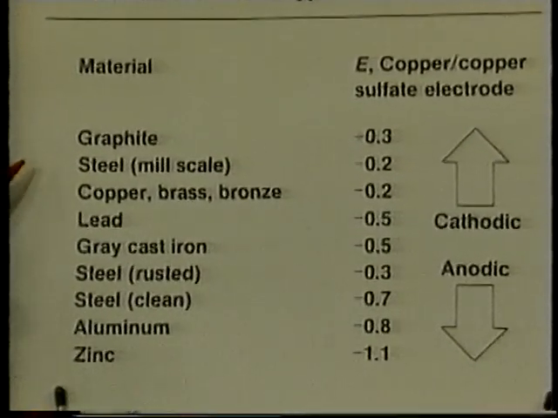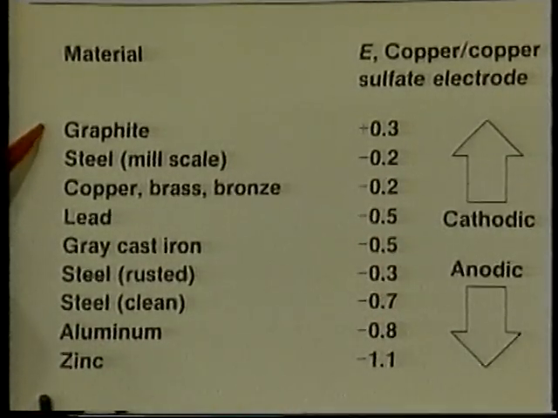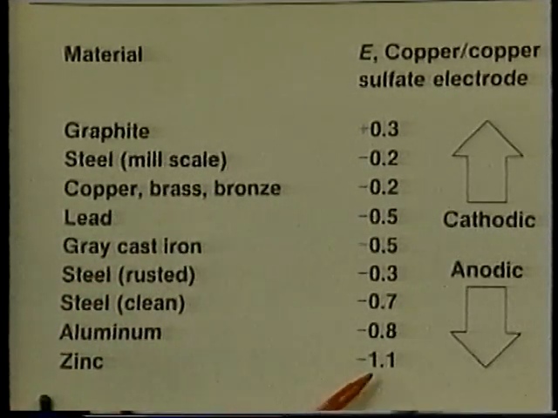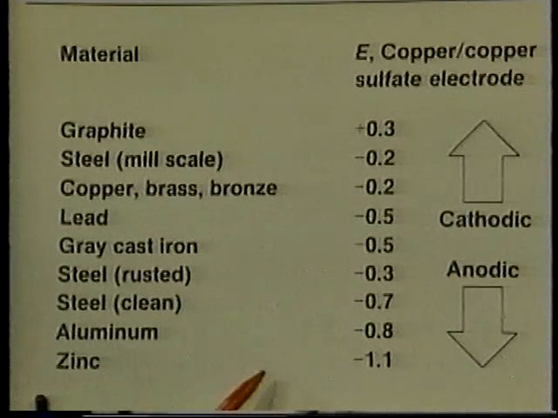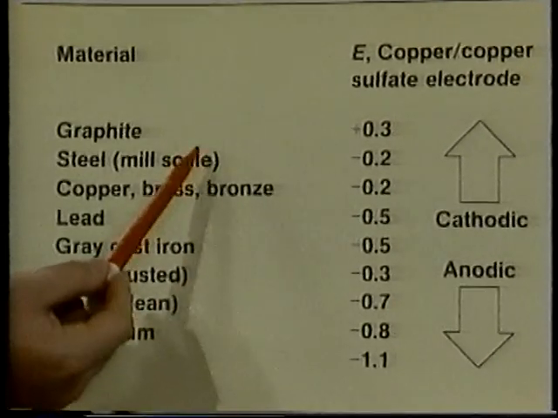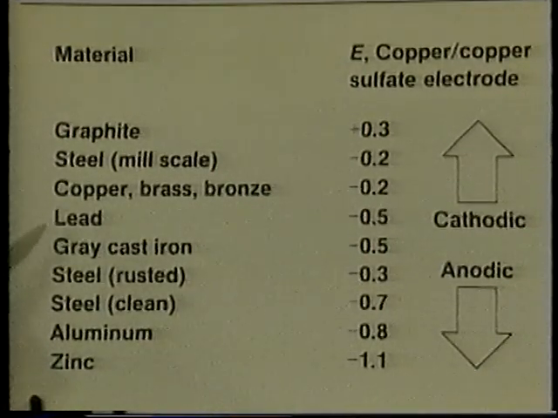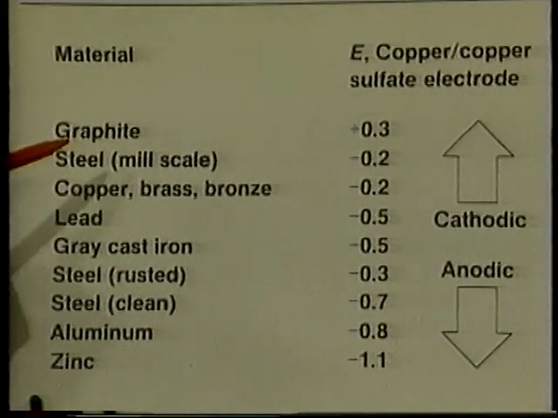And we see here, measuring these with respect to a copper-copper sulfate electrode, graphite is fairly noble at plus 0.3. Zinc is very active at minus 1.1. If we hook zinc to a piece of graphite in the soil, we're going to greatly accelerate the corrosion of the zinc because of its contact with graphite.